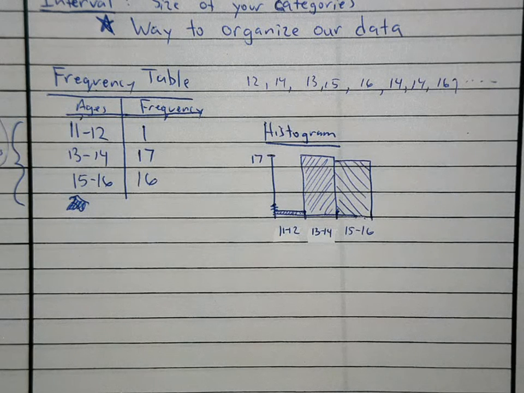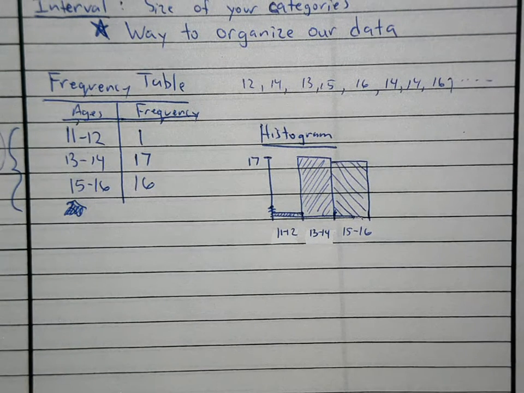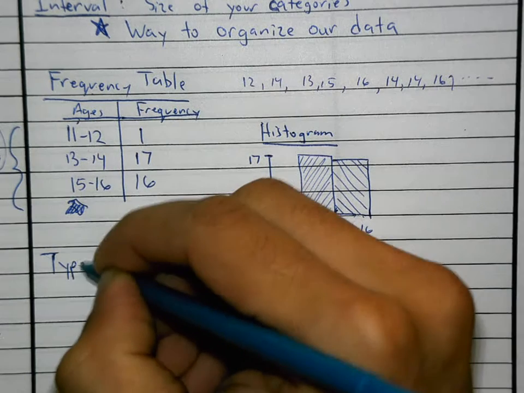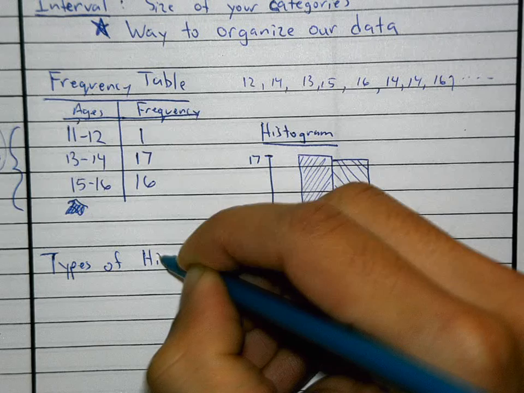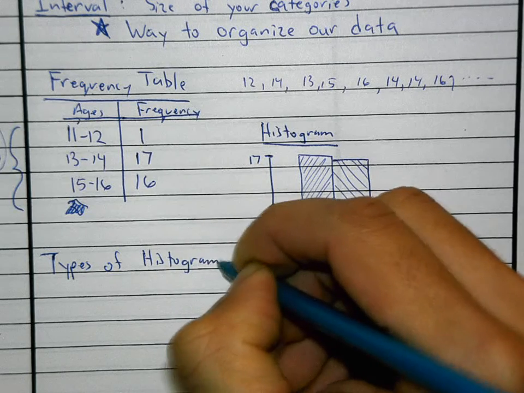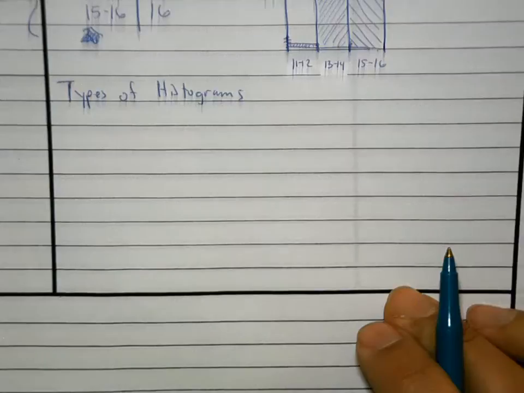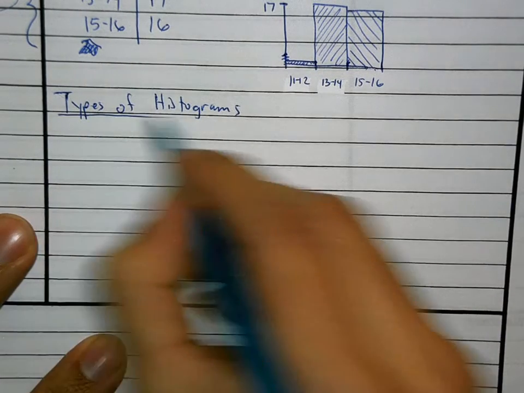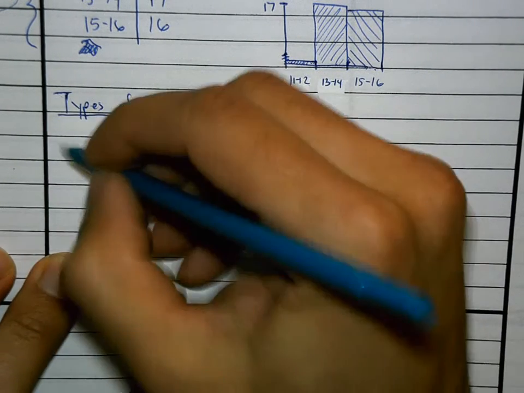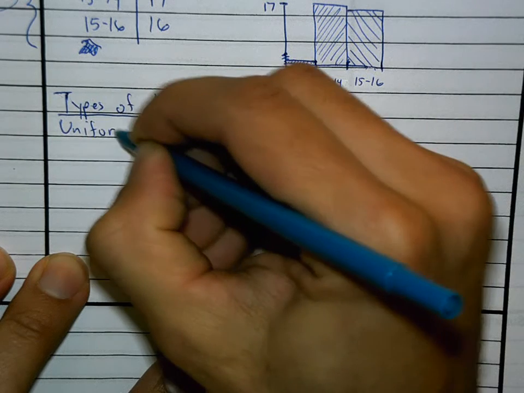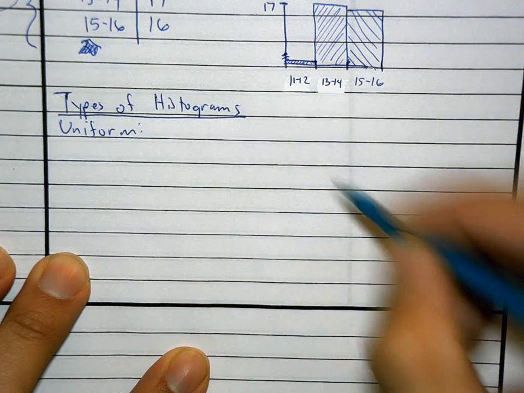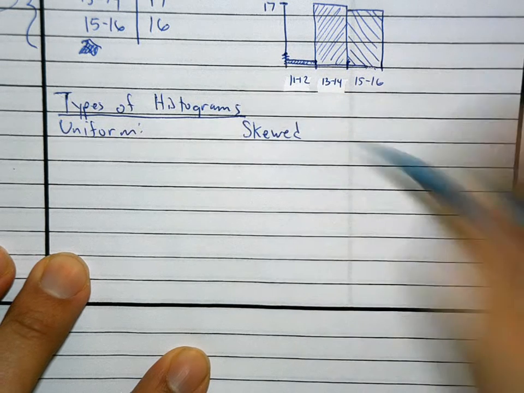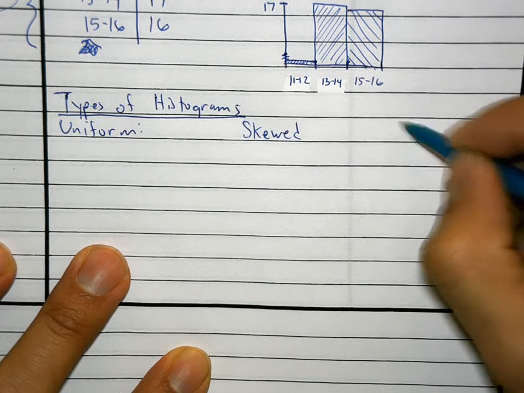Pretty simple stuff, right? Okay, there are types of histograms. Like categories, if you will. There's uniform. There's skewed. And there's symmetric.